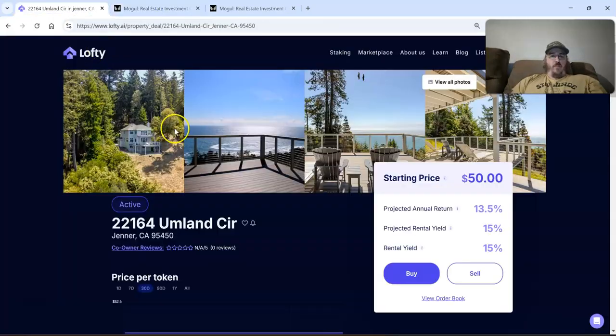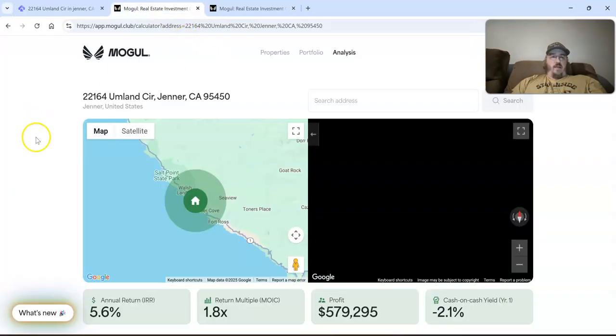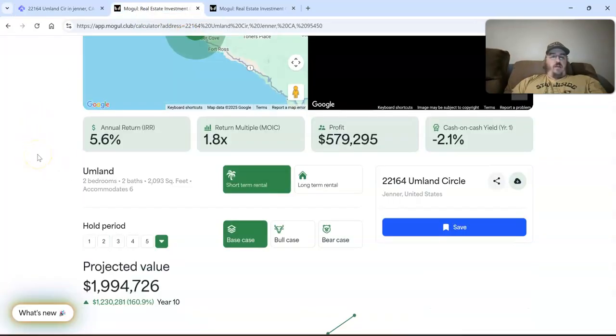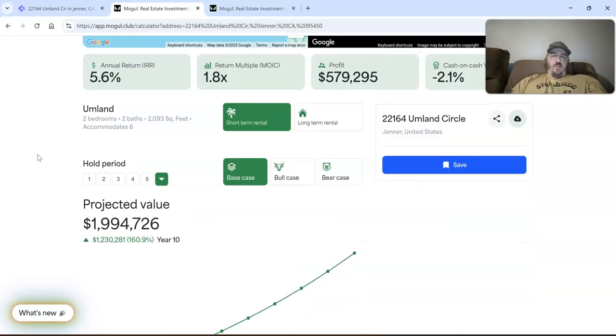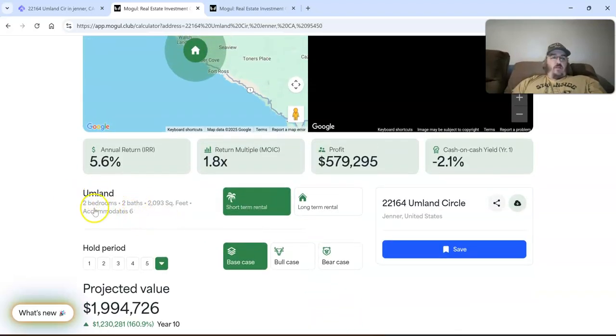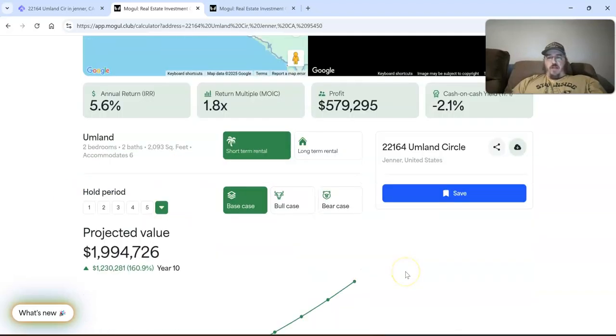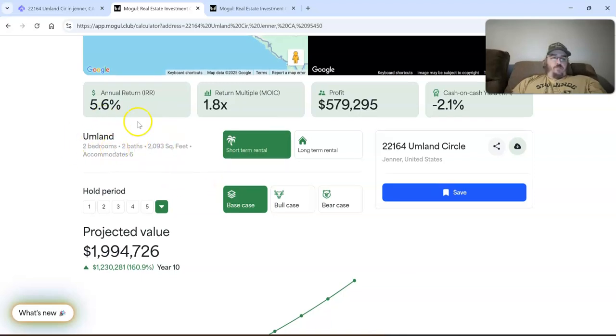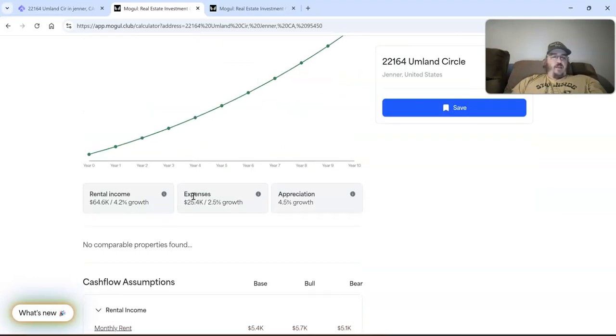And I did this, so I went back and looked at a short-term rental I talked about a couple of nights ago on Lofty, and I was comparing this one to the one that Mogul had, and so I was like, well, what happens if I put it in their calculator? And so, most of this stuff generated by itself. It gave me the info. I actually had to adjust how many it accommodated, but it pulled that in.